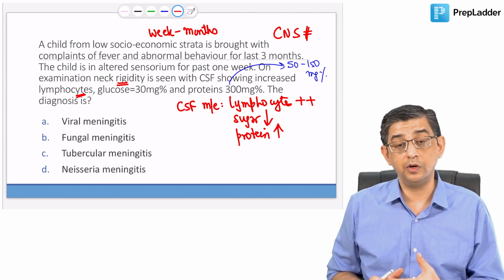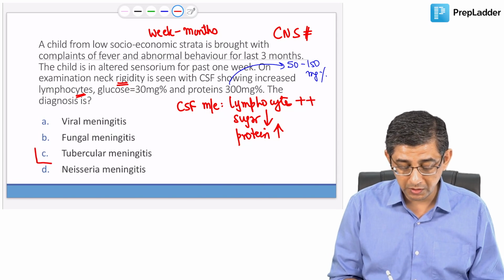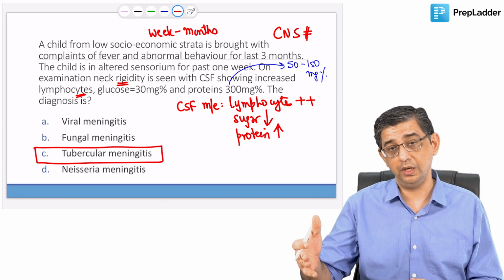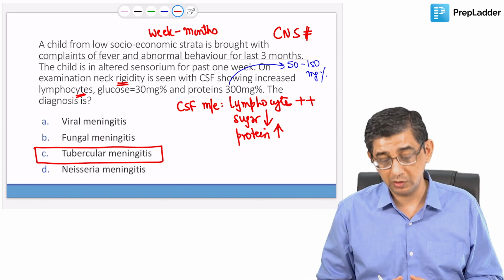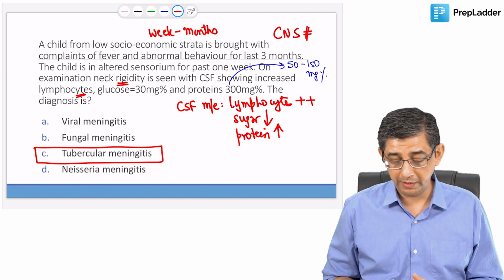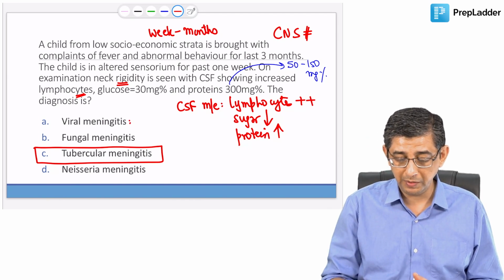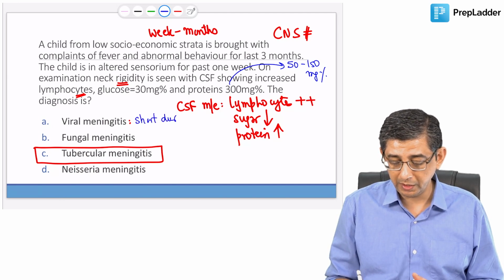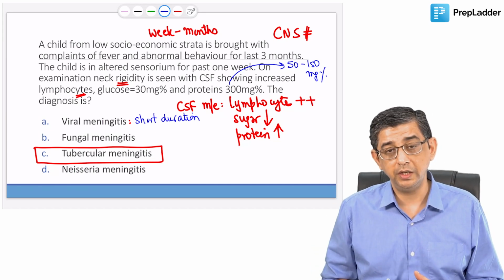So all the features are going to go in favor of tubercular meningitis, especially in an Indian exam when you have a long-standing neurological illness and CSF lymphocytosis is present. TB is the first answer. Why is the answer not viral meningitis? Because viral meningitis will always have a relatively short duration. Viral meningitis is caused by enterovirus, so it's going to be an illness of 2-3 days followed by nuchal rigidity.